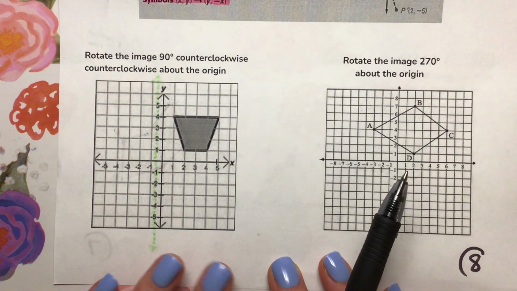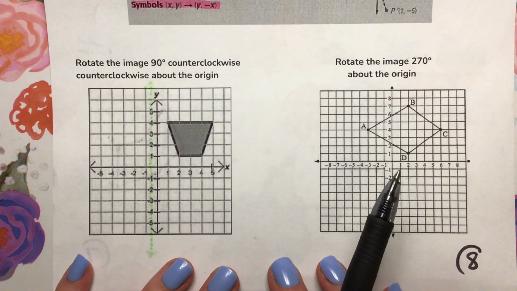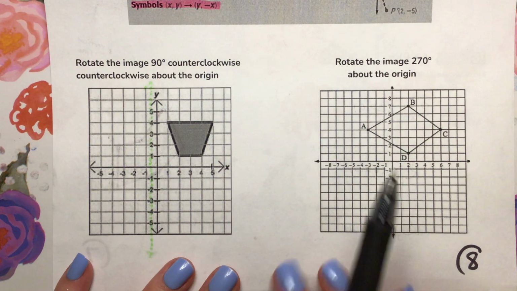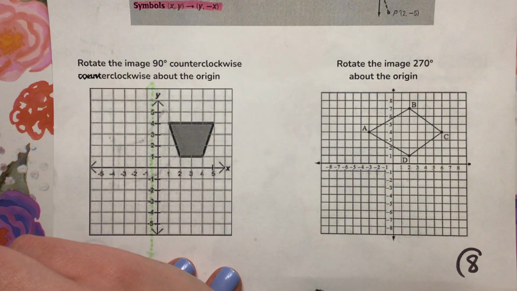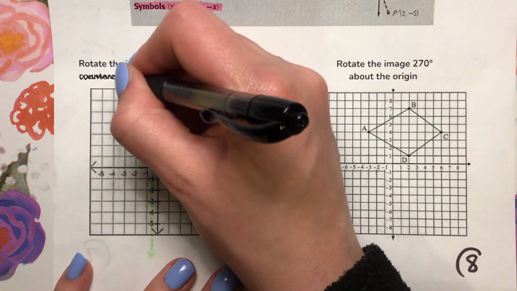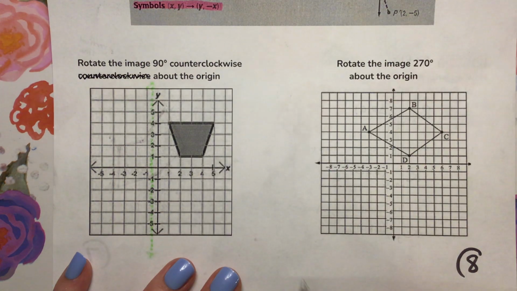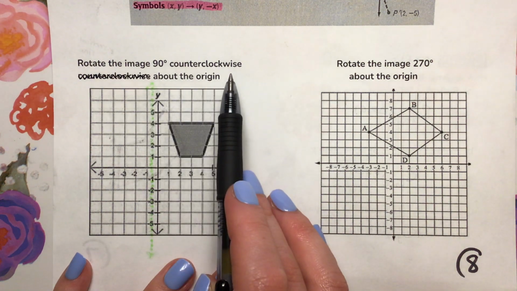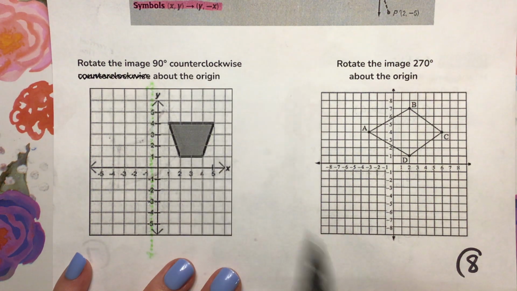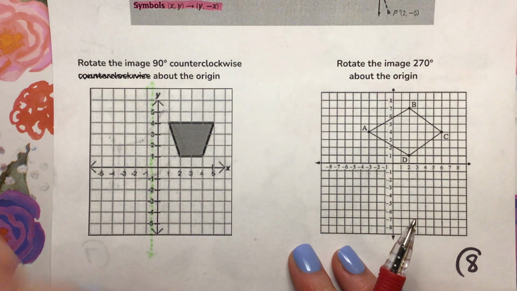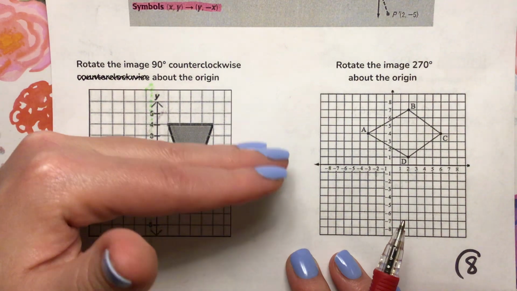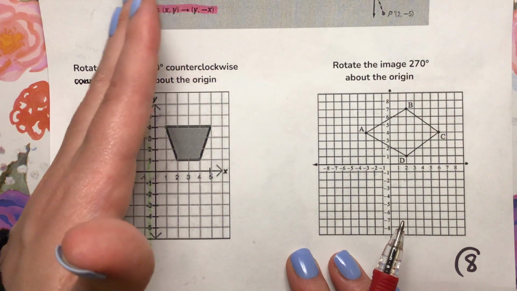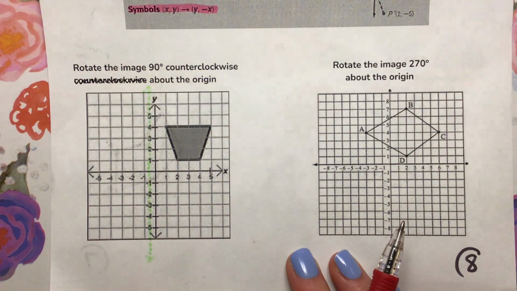So it says rotate the image 90 degrees counterclockwise about the origin. I accidentally wrote the word counterclockwise more than once here. So what we can do is consider this shape and what's happening to it when it's going counterclockwise. It's going boom, boom, boom, boom. It's rotating up that way, okay?